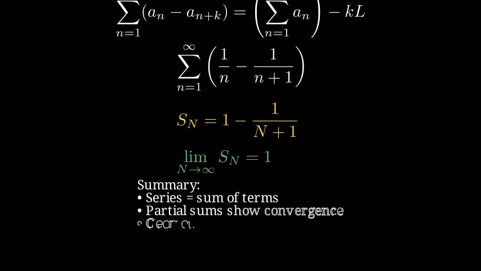To summarize, a series is a sum of sequence terms. Partial sums tell us whether an infinite sum converges. Geometric series have a simple test, and telescoping series simplify through cancellation.